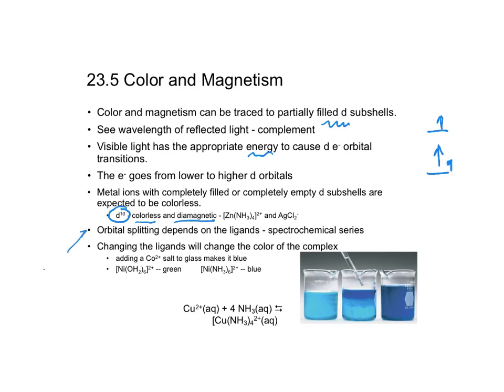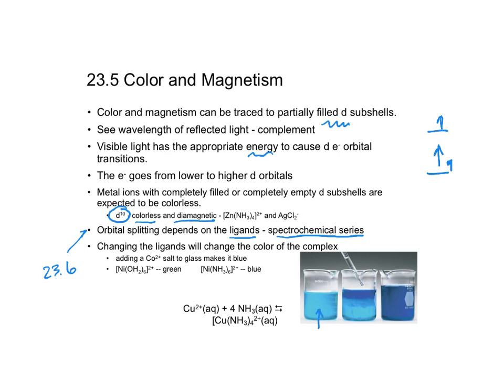What's going to happen in section 23.6, we're going to talk about orbital splitting, and we're going to say how it depends on the ligands and how these ligands are arranged in something called the spectrochemical series. You've already seen a little bit of this with possibly not realizing it.